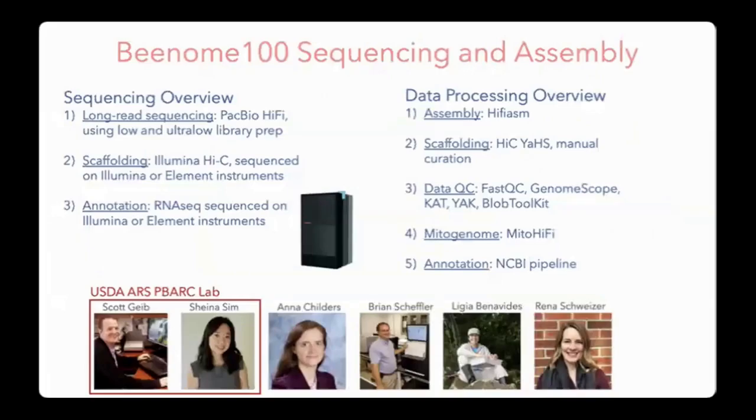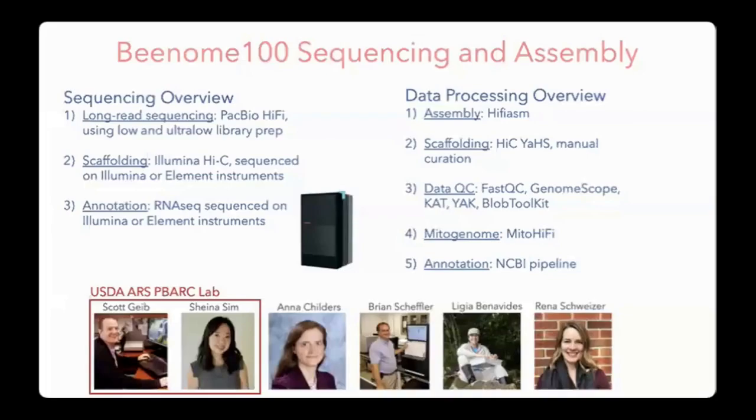Once specimens are collected and frozen, the Beenome team selects species for submission and usually sends them to Hilo, Hawaii for processing in the USDA ARS Pacific Basin Agricultural Research Lab, where Scott Geib is the research leader. Some of the sequencing is also being carried out in Stoneville, Mississippi by Brian Scheffler and his genomic lab, but most of the non-apis bees are going to Hilo.